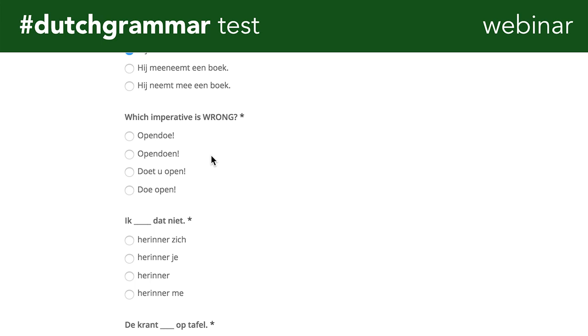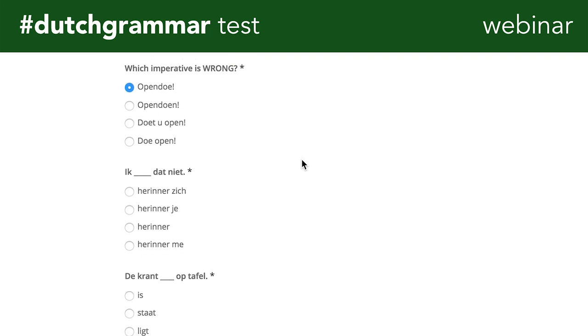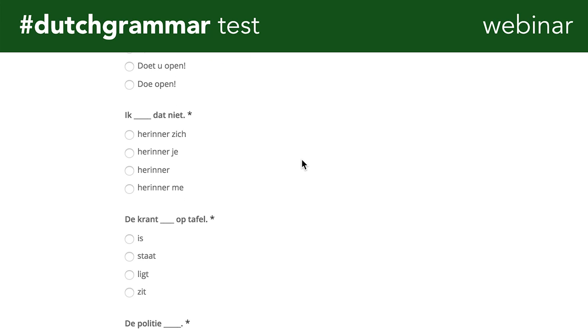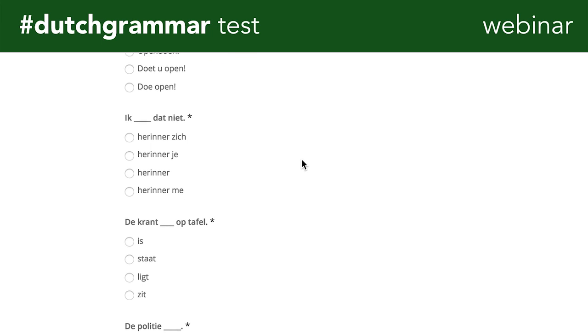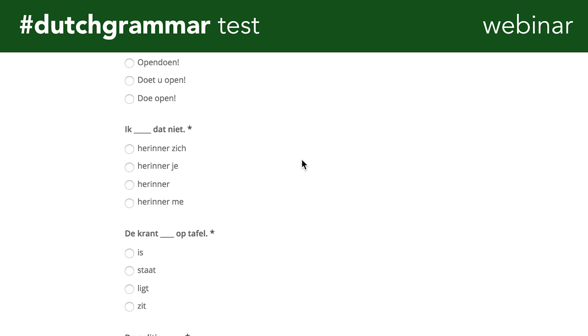We also learned that with the imperative the separable verb splits up. Option 4 is okay. And option 3 as well, because in the polite form we add the subject u. So option 1 is wrong. That is not a correct imperative, which means that it is the correct answer to the question.